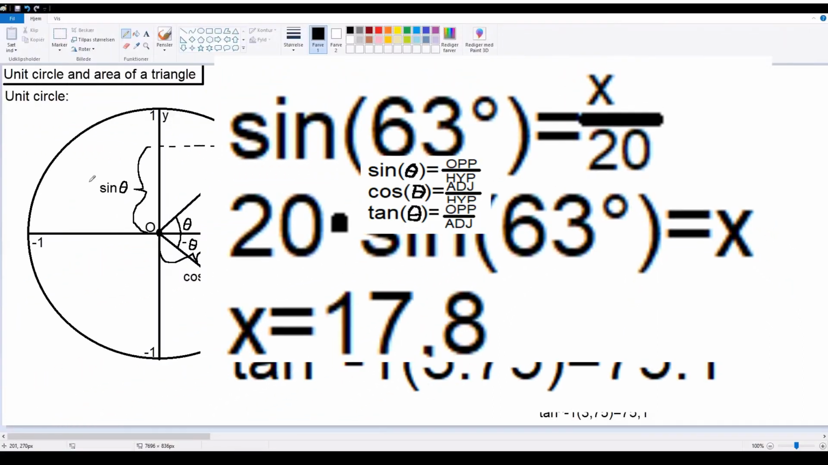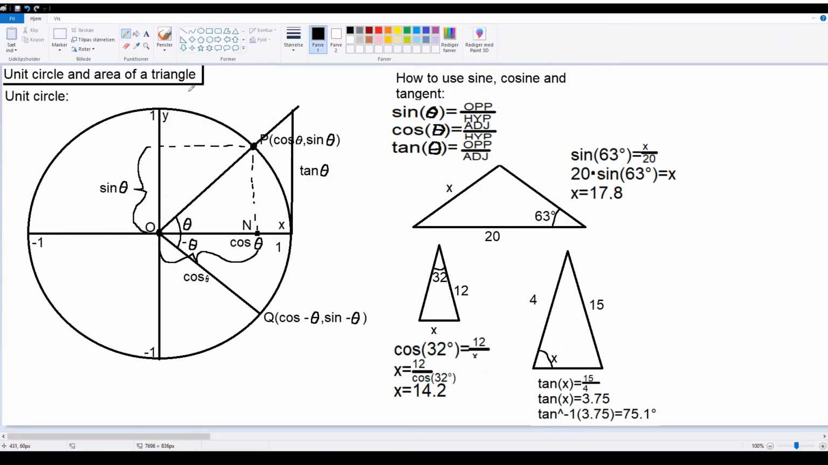So here we're going to talk about the unit circle and the area of a triangle. So starting with the unit circle, a unit circle is essentially a circle with the center in the origin and a radius of 1 unit, meaning that the edge of the circle hits 1 on the x-axis, 1 on the y-axis, -1 on the x-axis, and -1 on the y-axis.